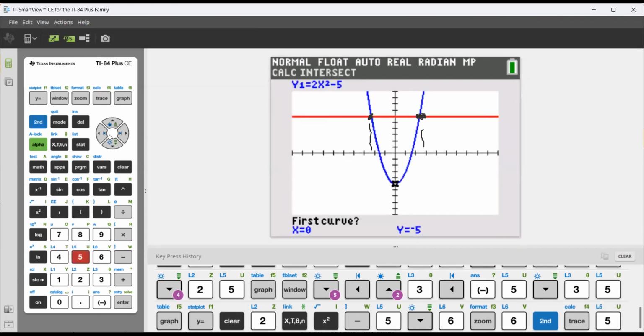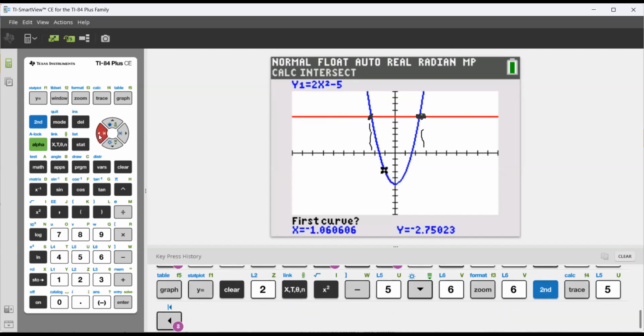Now look at where the cursor is. I'm going to move it to the left side, close enough, yeah. Then hit enter, enter, enter. So what do I have when y2 is 6? When y2 is 6, my x is negative 2 decimal places is fine, 3.5.